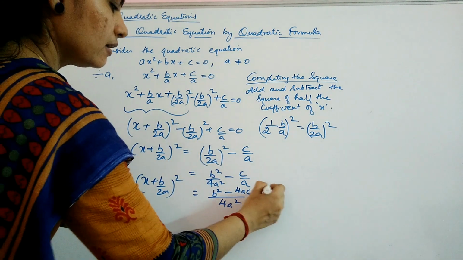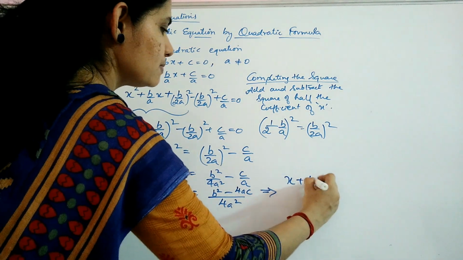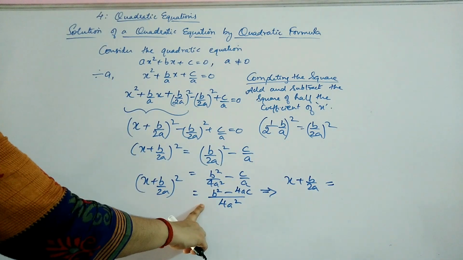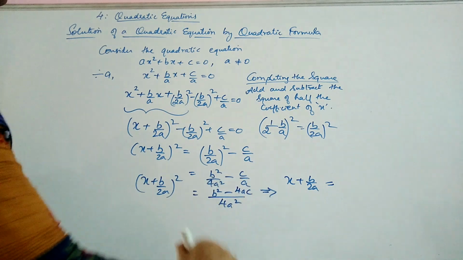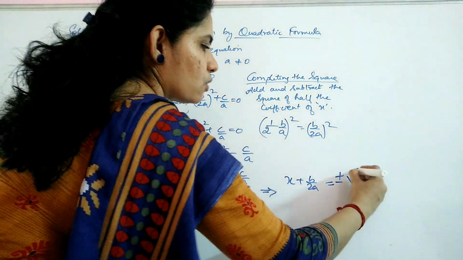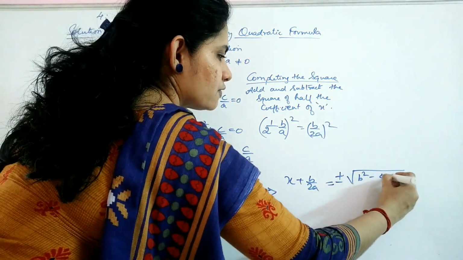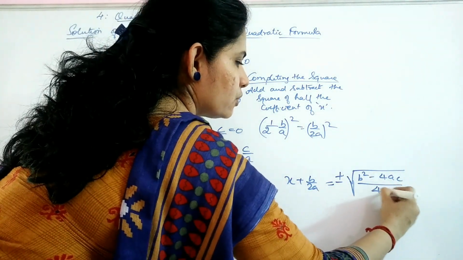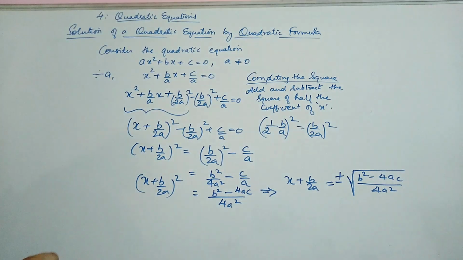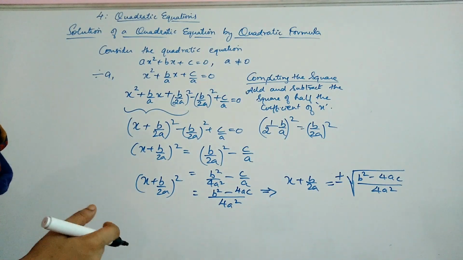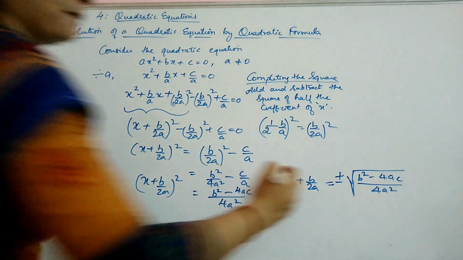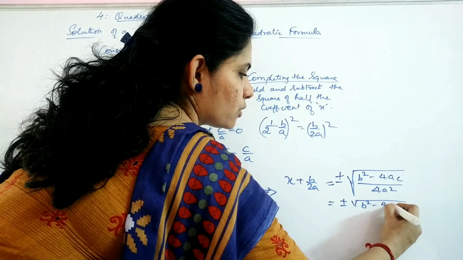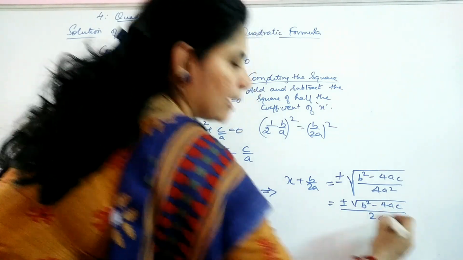Now what will be x plus b by 2a? Taking the square root on both sides, what I will get? Plus or minus root of b square minus 4ac divided by 4a square. Now root of 4a square can be written as 2a the whole square. So root of 2a the whole square is 2a. So I can write this as root of b square minus 4ac, whole divided by 2a.